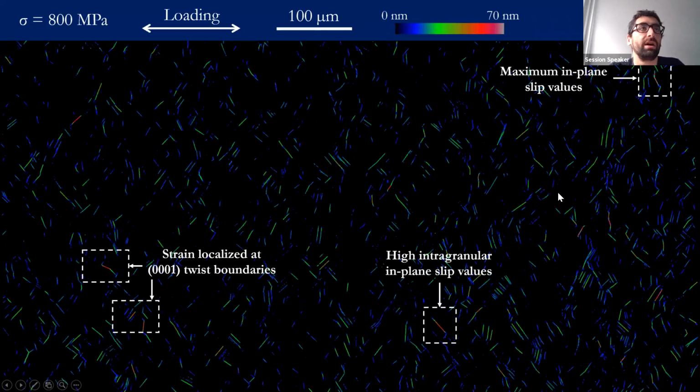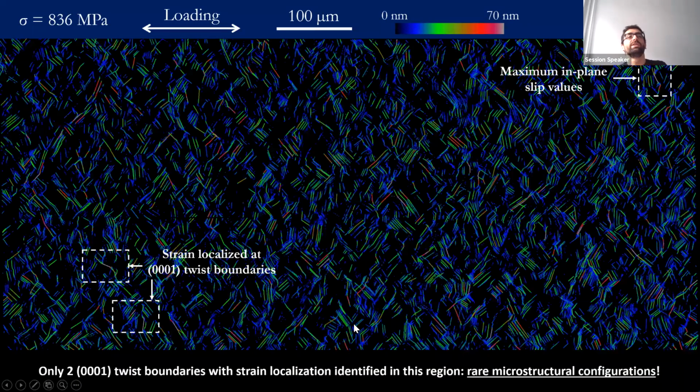Similar observations are carried out when the load is further increased. We still have these pretty high in-plane slip values at the 0001 twist boundaries, but these are not the maximum in-plane slip values. At the final loading step, we have found only two 0001 twist boundaries associated with strain localization in the pretty large region that we have considered. It reveals that these microstructural configurations are very rare, and we believe that they are the most critical microstructural feature that governs crack initiation in titanium alloys.